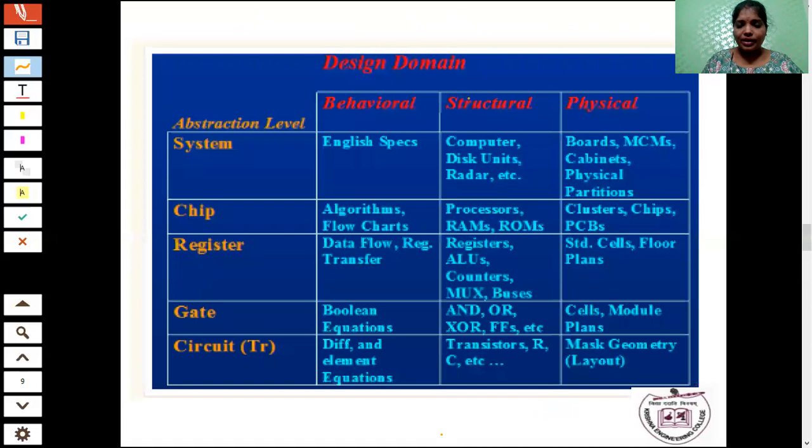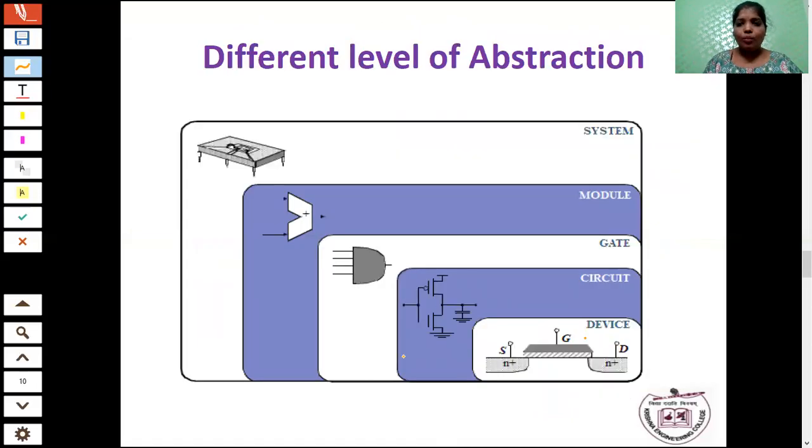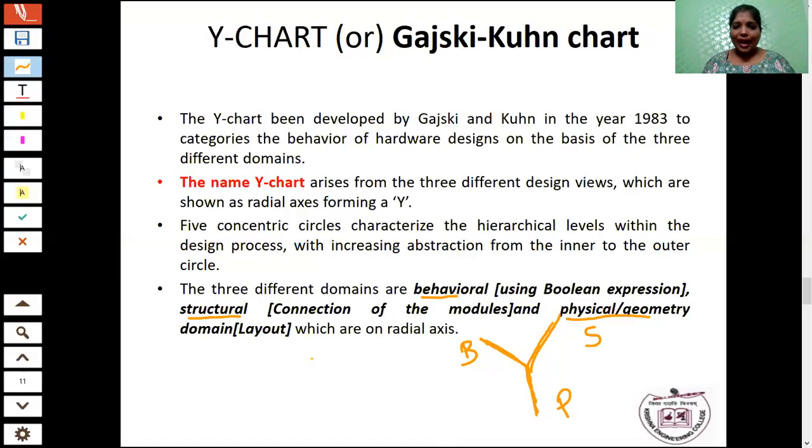Already I told you what the different abstraction levels are: system level, module level, gate level, circuit level and device level. In the Y chart, as I told you, it has three axes: behavioral, structural and physical domain. Here we are going to consider the 5 concentric circles. Each concentric circle represents a different level of abstraction. You know the different levels of abstraction are system level, gate level, like this. So we are going to draw the 5 concentric circles on the Y, that is the Y chart.